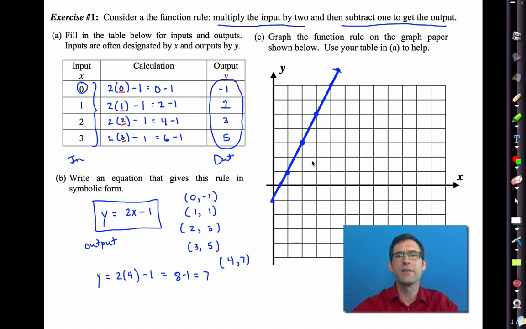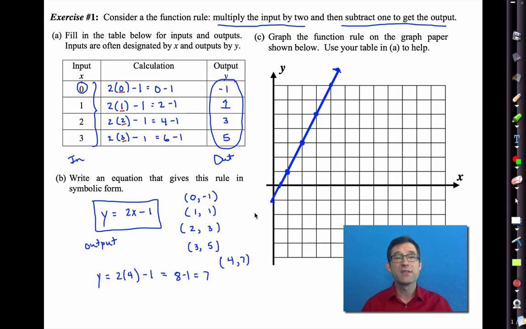Of course, I'm connecting these dots because we can have inputs that are non-integers, that aren't whole numbers. We could have an input of 1/2, which would actually give me an output of 0. Now notice on a graph, and just in general, inputs are thought of as the x-coordinates, outputs are thought of as the y-coordinates, and that means for every x-coordinate there can be at most one point. You can only have one y for a given x.